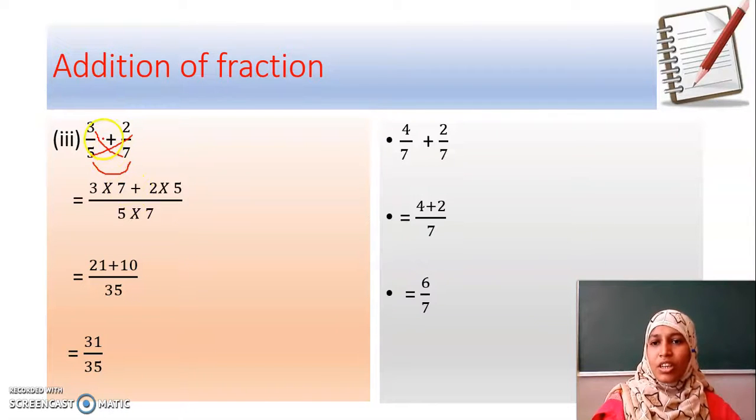Cross multiplication. Crossly you are multiplying, and then for the denominator you will multiply these two denominators. That is the LCM, because these two are prime numbers. They don't have any common multiples. If we find the least common multiple, it is going to be their product. So we find the LCM to be 7 into 5. Is it clear, my dear children?